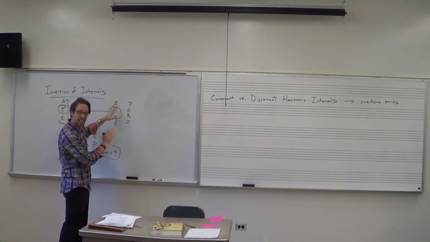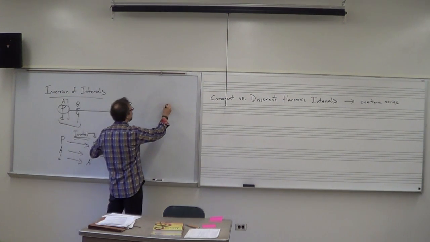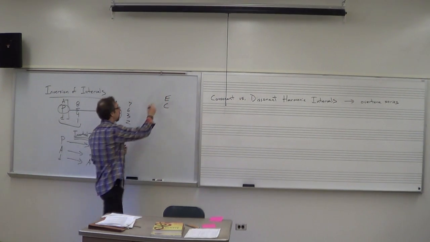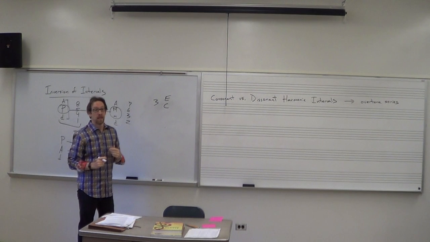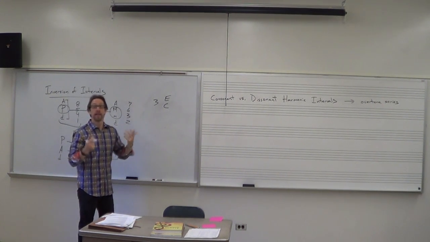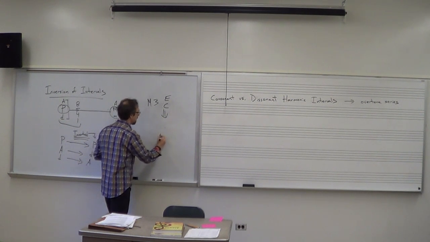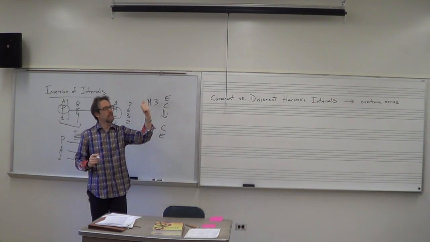But here, let's test out and see what happens. So we know C to E. C, D, E, it's a third. Is E in the C major scale? Yes, it's a major third. We invert this. It is now E on the bottom and C.